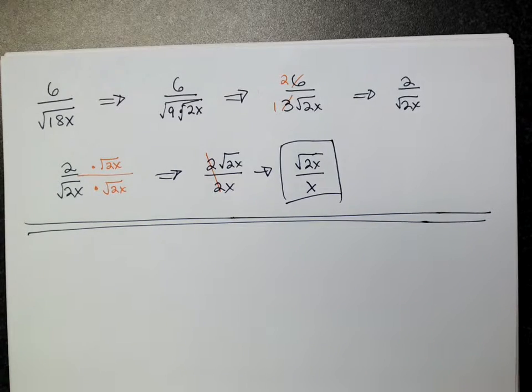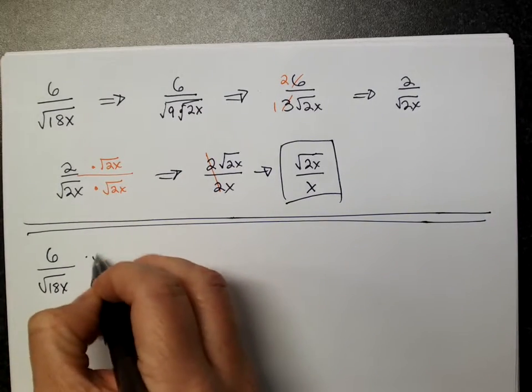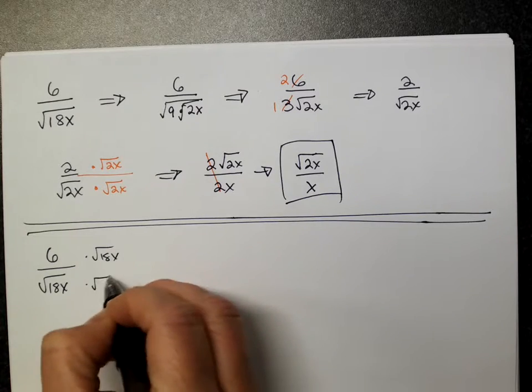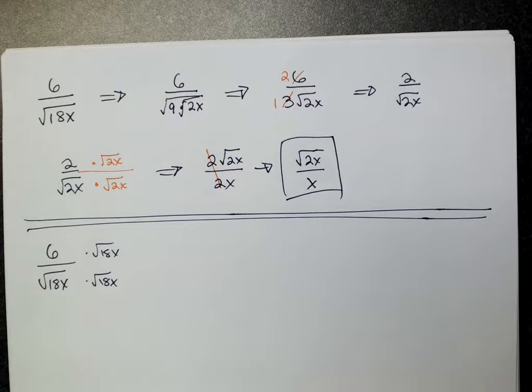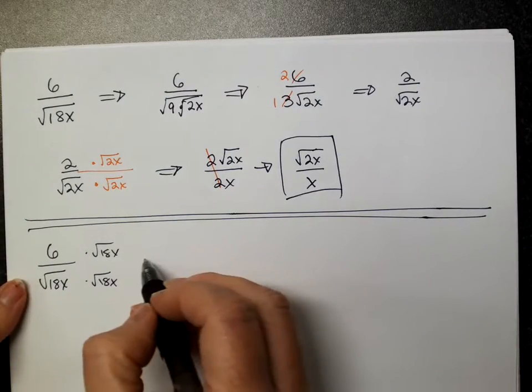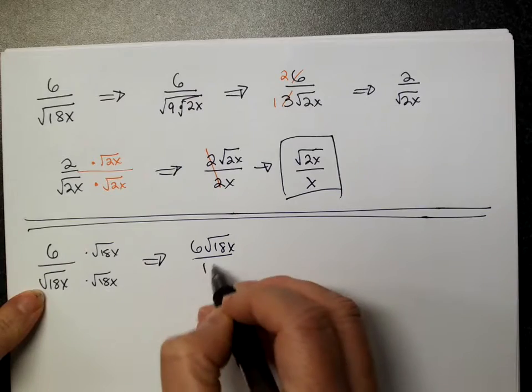So, question. If we didn't have to simplify first, and we went ahead and just multiplied by the 18x, it's still... Yeah. So 6 over square root of 18x times square root of 18x over square root of 18x. This one's not going to be too bad. Sometimes when you do this without simplifying, it gets you some really big numbers. So in general, across the board, simplify first. But if you do this, you still get to 6 times square root of 18x over 18x.